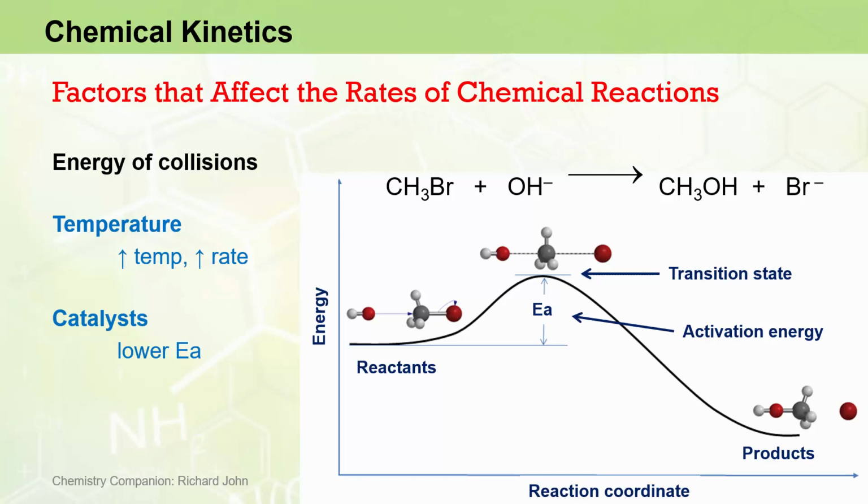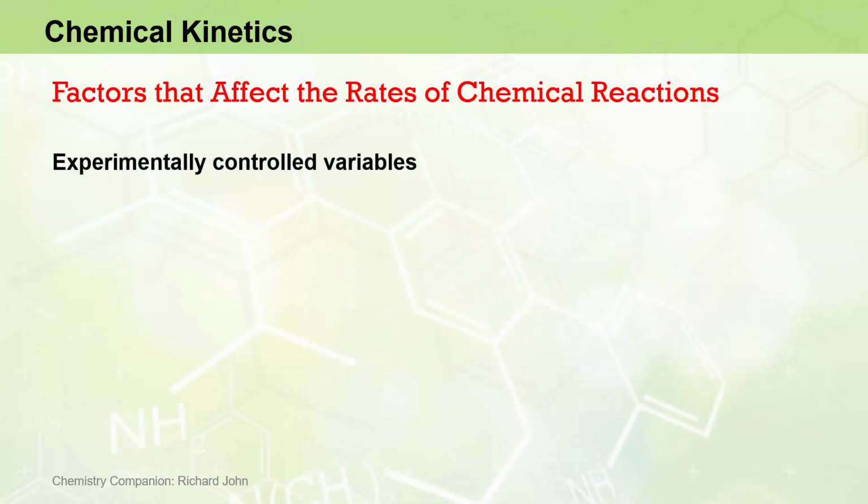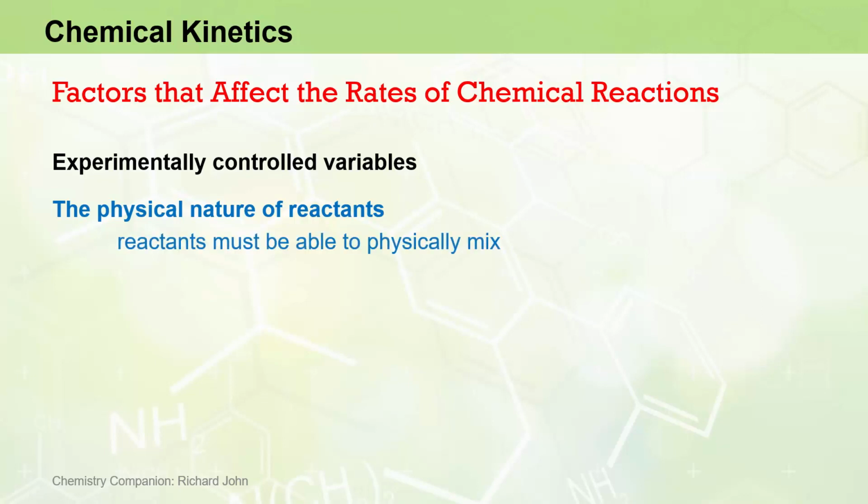There are at least 4 general experimentally controllable factors that we can alter to affect rates of chemical reactions. The first involves the physical nature of the reactants. Most chemical reactions involve 2 or more reactants which must physically mix in order for the reaction to proceed. The more readily reactants physically mix and intermingle, the greater the rate of reaction.